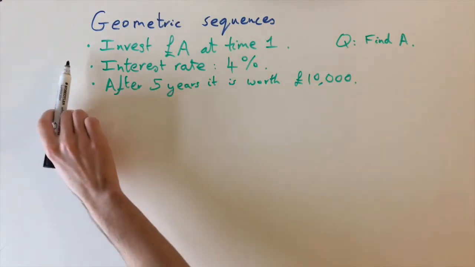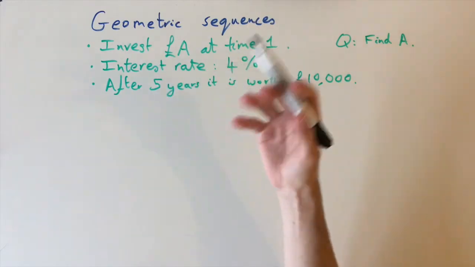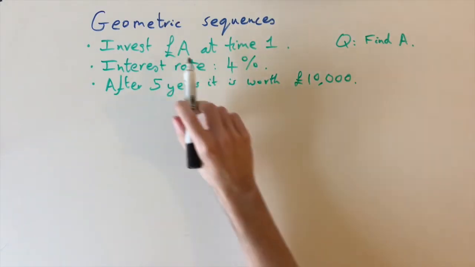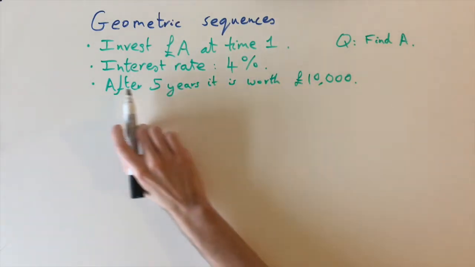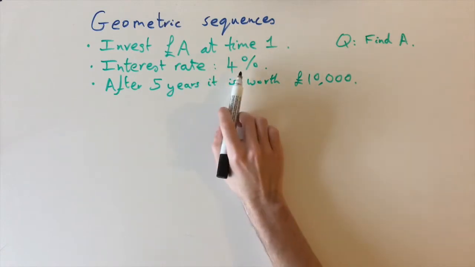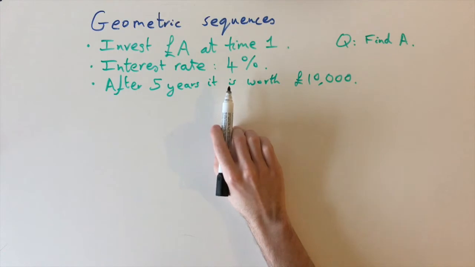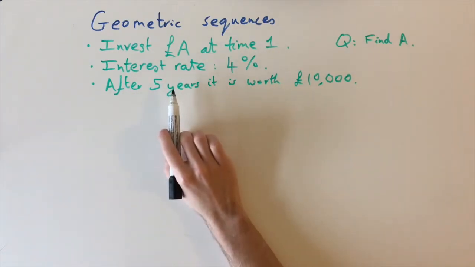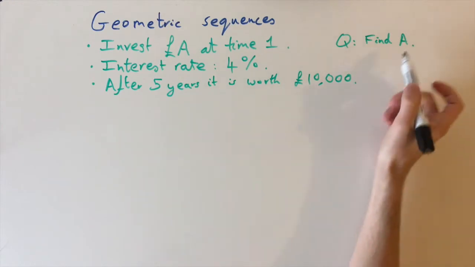So we're given these 3 bits of information. First off, we invest an amount, A pounds, or whatever currency you want to use. We invest an amount of A into a bank account at time 1. And then in that bank account, we have an interest rate, and that is given by 4%. Every year, our value increases by 4%. And then after 5 years, we are told that this investment is worth £10,000. And then from this, we need to work out what A is.